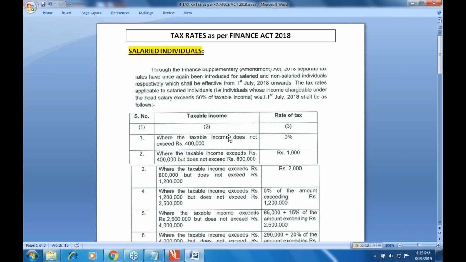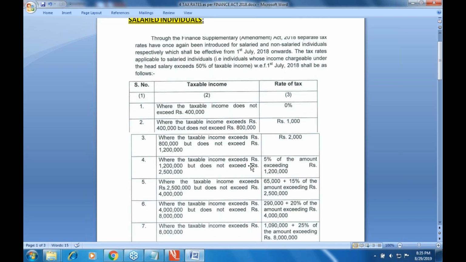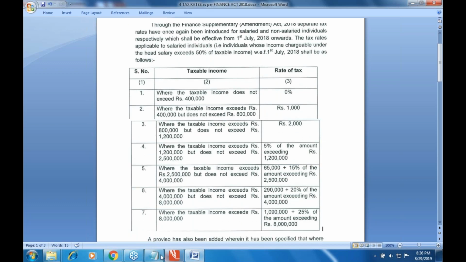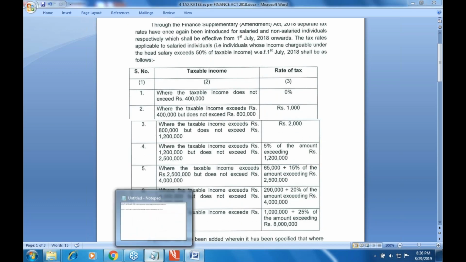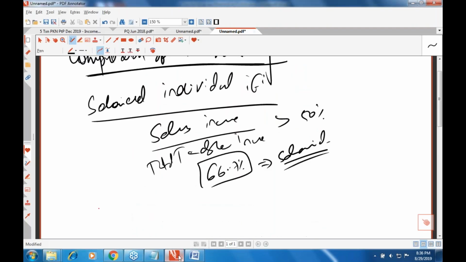So it's important that you distinguish whether a person is considered salaried or non-salaried. Here, the income is 1.5 million something, so the relevant slab is going to be slab number 4. Slab number 4 says 5% of the amount exceeding 1.2 million.